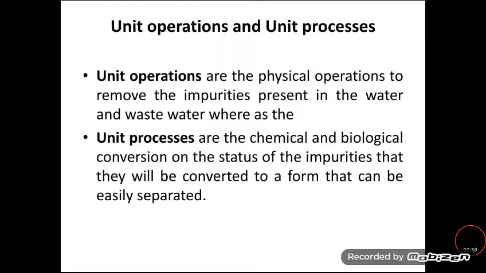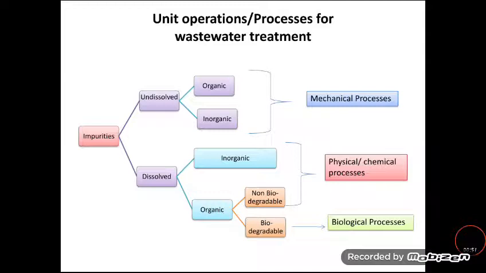In unit processes, we use biological or chemical conversion, where one form of the impurities is converted into another form that can be easily removed. That is called unit processes. This is the difference between unit operations and unit processes involved in the treatment processes.